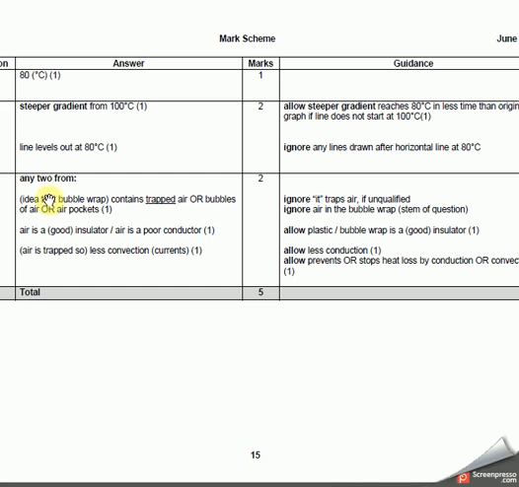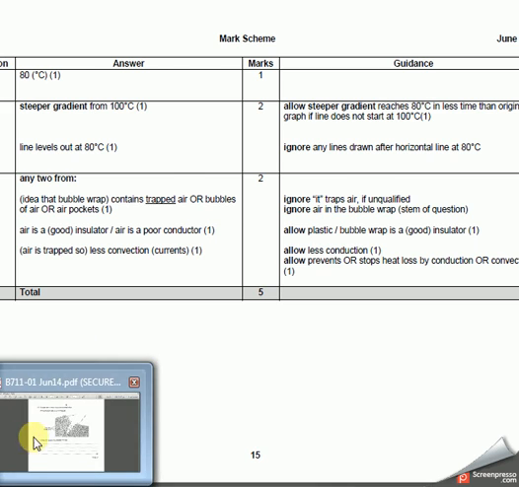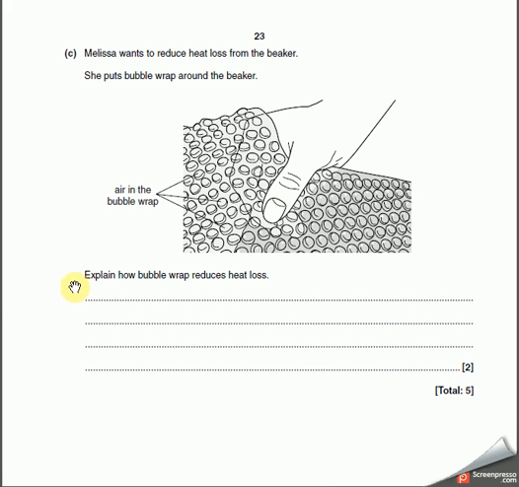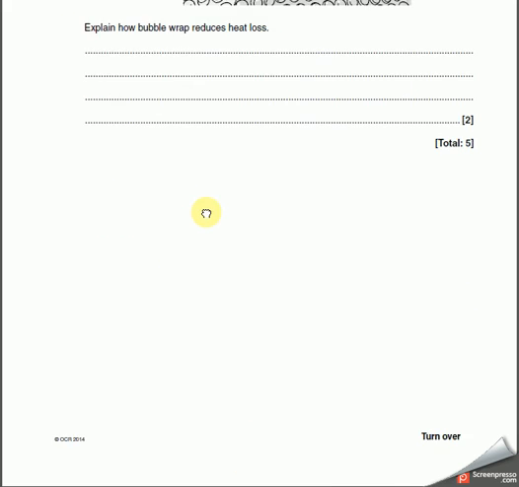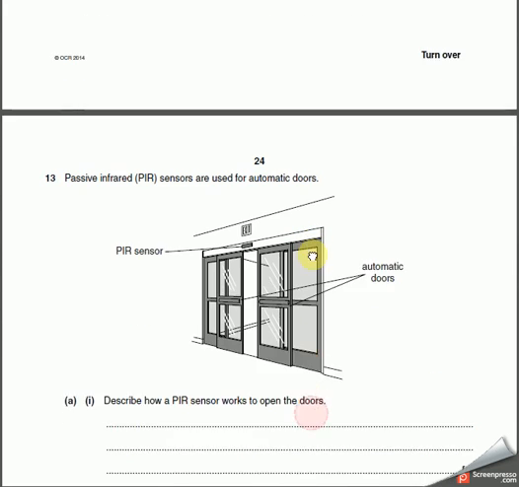And with the mark scheme, it says any two from: idea that bubble wrap contains trapped air. Yeah, that's exactly what we just said. Or bubbles or air pockets. And second point, which I've just said, is air is a good insulator, air is a poor conductor. Trapped air, less convection currents. That's exactly what we just said. Those are the things that you should have put down, because remember, this is bubble wrap. It explains why it stops heat loss. So contains trapped air and it's a poor conductor, good insulator.